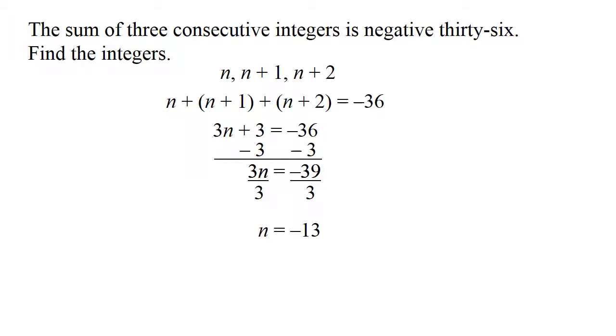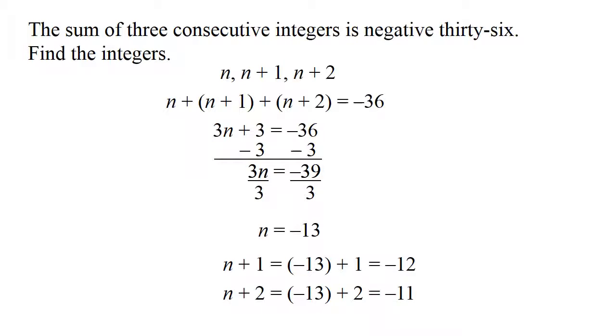Our first consecutive integer is negative 13. The next one is 1 more than that. So if you add 1 to negative 13, you get negative 12. Notice when you increase negative numbers, you actually get closer to 0. Those are the greater values. And then you add 2 to that n value, and 2 more than negative 13 is negative 11. So there are our 3 consecutive integers.